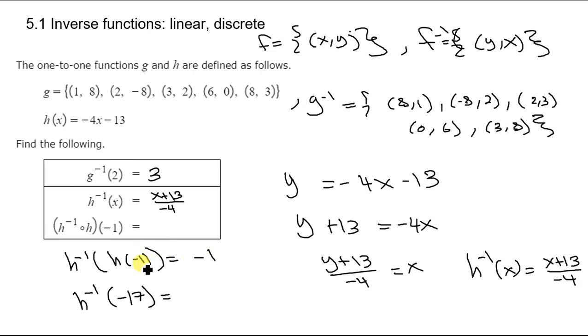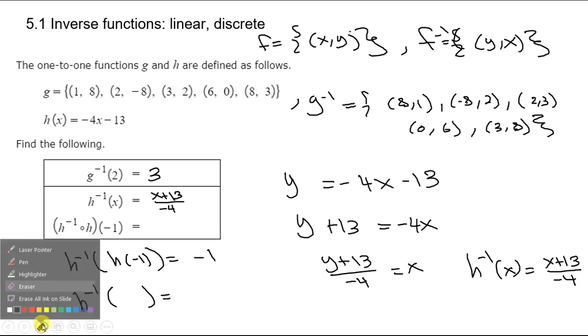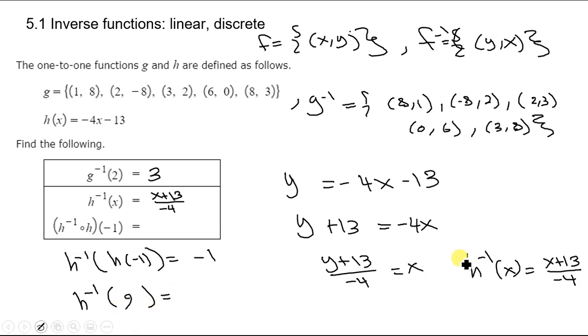Oh, I've caught an error here. I'm supposed to be plugging in minus 1, and so that'll be plus 4 minus 13, which gives us minus 9. So let's correct that. Now we plug in minus 9. That'll be minus 9 plus 13 gives us 4. 4 divided by minus 4 gives us a minus 1. So indeed, we get what we were expecting.